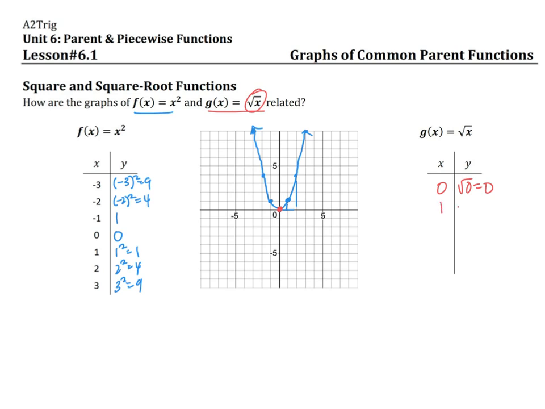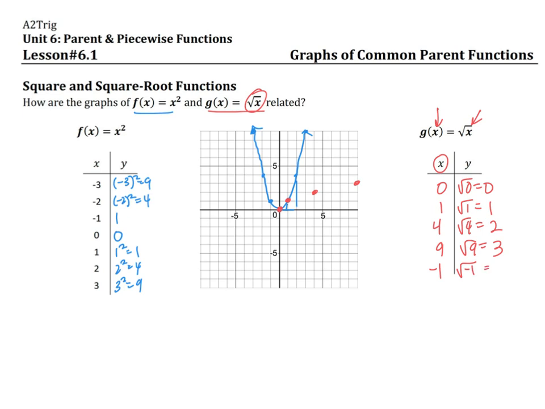I can take the square root of 1, right? If I choose x as being 1, the square root of 1 is 1. Or how about 4? That's my next perfect square. The square root of 4 is 2. My next perfect square is 9. The square root of 9 is 3, right? I'm plugging in the value of x, and I'm then taking the square root of whatever that value is to get my y value. So right now, g of x equals square root of x. We would have the points 0, 0, 1, 1, 4, 2, and 9, 3.